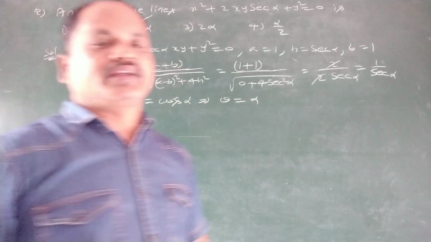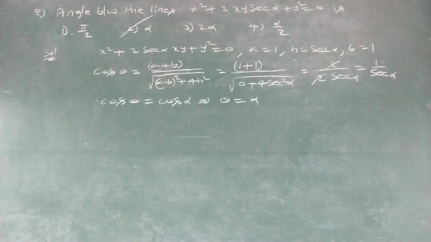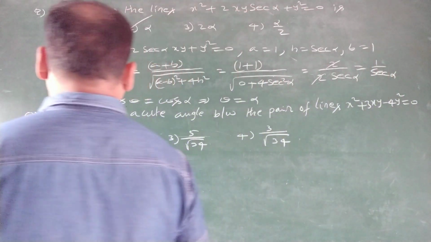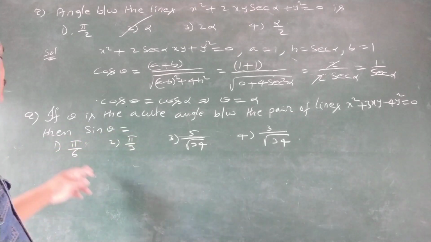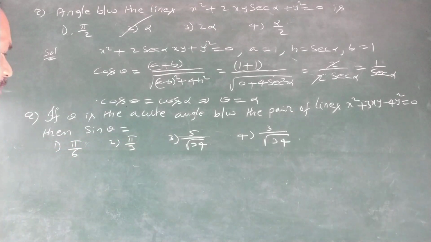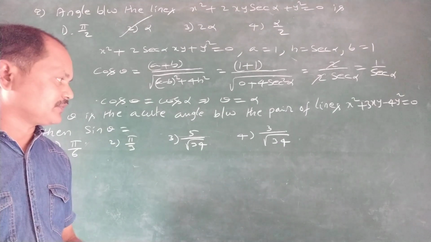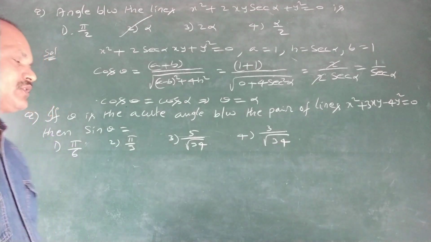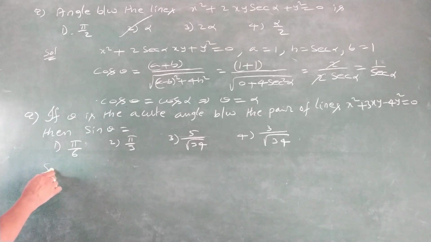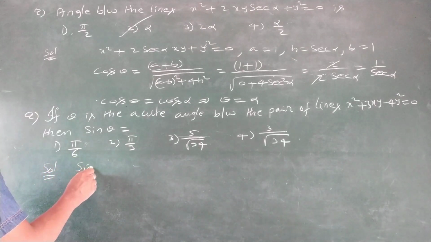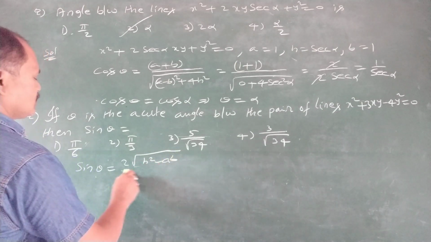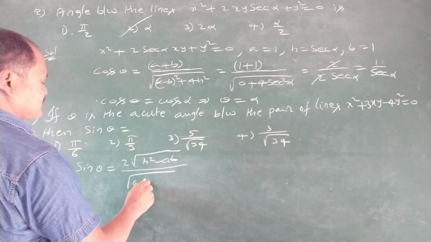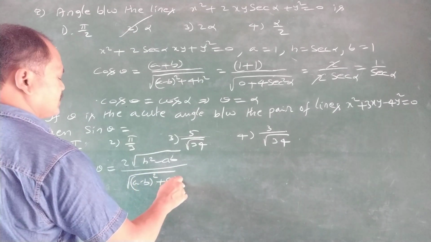That's all. Now we are going to the next question on the concept. If theta is the acute angle between the pair of lines x square plus 3xy minus 4y square is equal to 0, then sin theta is equal to: first option pi by 6, second option pi by 3, third option 5 by root 34, and fourth option 3 by root 34. Now we have to solve this question. So theta is the acute angle. We know the formula sin theta is equal to 2 into root of h square minus ab by root of a minus b whole square plus 4h square.